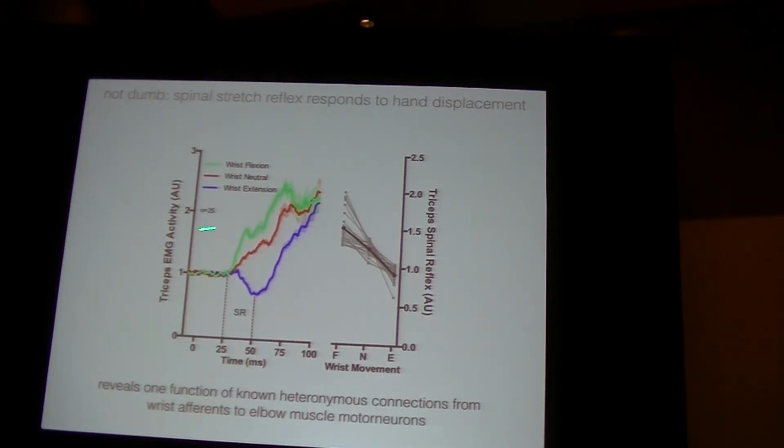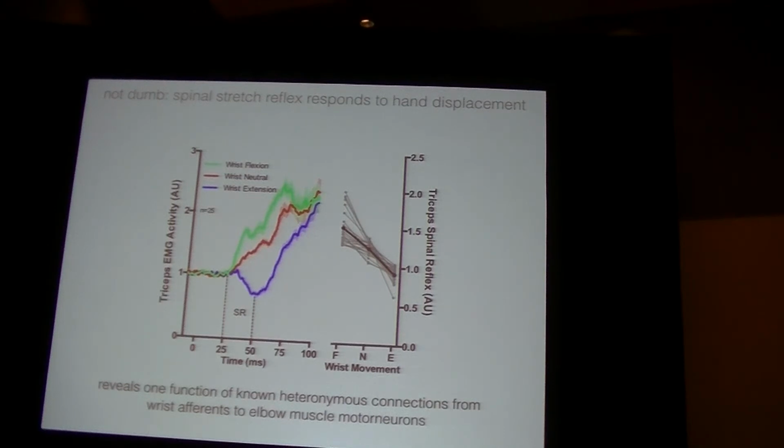This is an incredibly robust result. It's the most robust result I've ever seen with reflex responses. This is every individual participant, the gray lines, quantifying the magnitude of those responses in that stretch reflex epoch. So that was really cool. So the spinal stretch reflex is not dumb, and you can understand this pattern of results because there are heteronymous connections from wrist afferents to elbow muscle motor neurons.